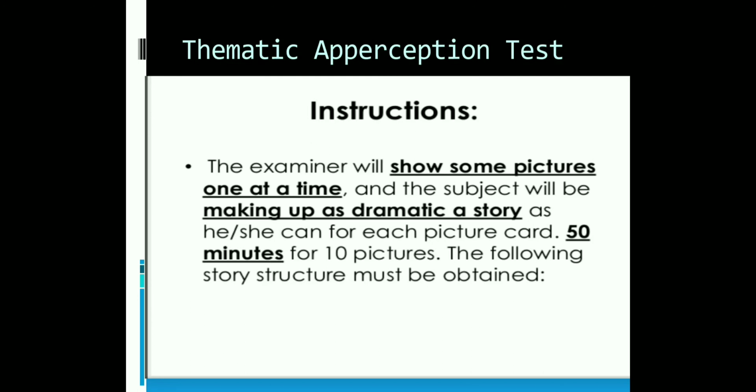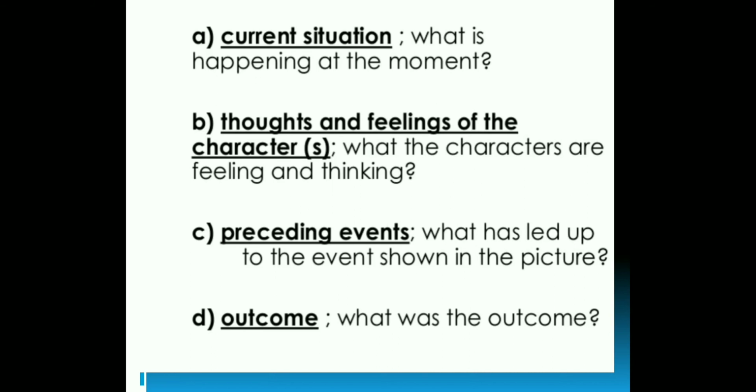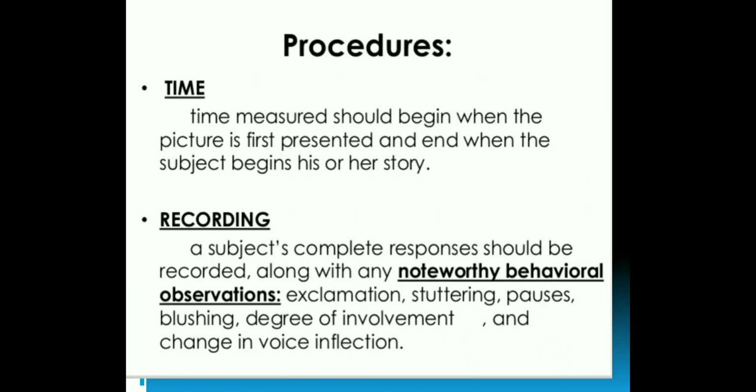Now the subject has to make dramatic stories, right? She can take 50 minutes for 10 pictures. That means 5 minutes for each picture. Here she has to tell the current situation, thoughts and feelings of the character, preceding events, and outcome. Now when we have to evaluate it, we have to see how much time the person has taken, right? The time measured should begin when the picture is presented and stop when the person has written the story. A subject's complete responses should be recorded along with any noteworthy behavioral observation, exclamation, stuttering, pauses, etc.